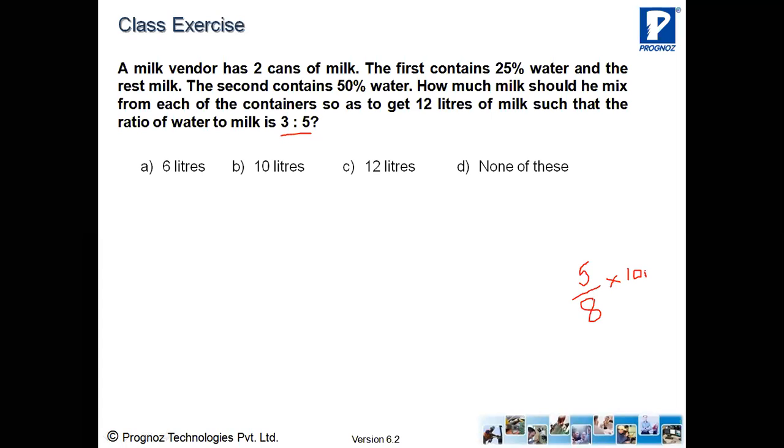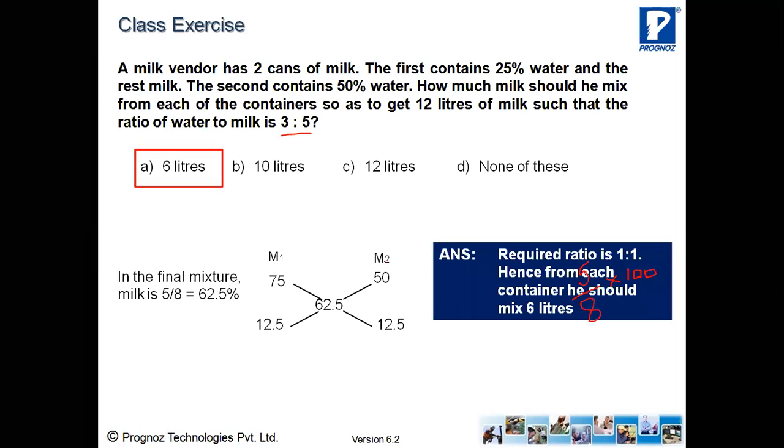I will get the percentage. Okay. So, see this. In the final mixture, milk is 5 by 8, and 5 by 8 into 100, if you do, you will get 62.5%. So milk in the final is 62.5%.